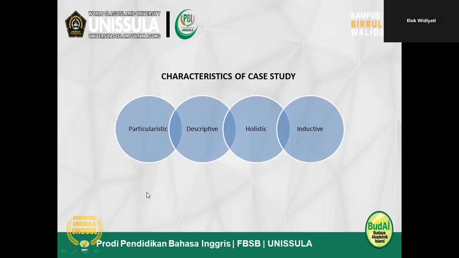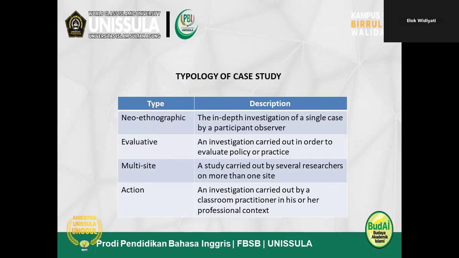Now we go to the characteristics of the case study. The first is particularistic, the second is descriptive, the third is holistic, and the fourth is inductive. After knowing the aims and characteristics, we move to the typology of case study. There are four types: the first is neo-ethnographic, the second is evaluative, the third is multi-site, and the last is action.